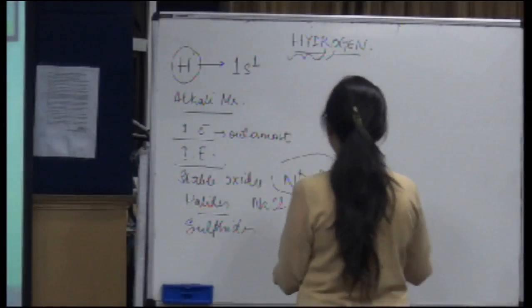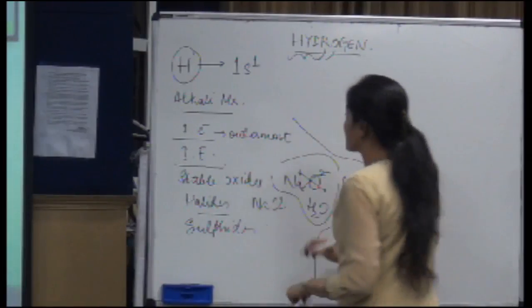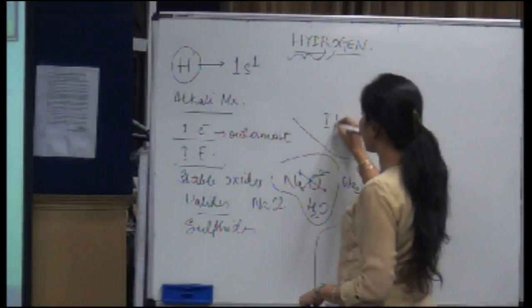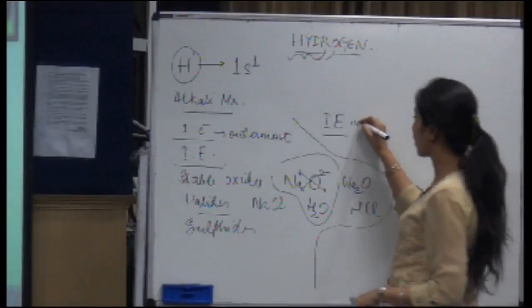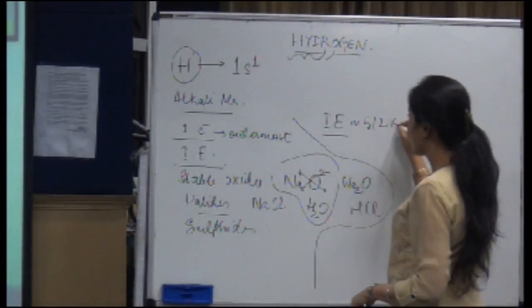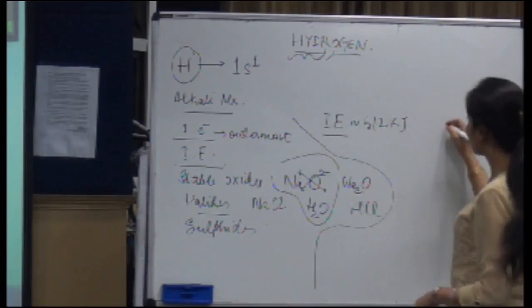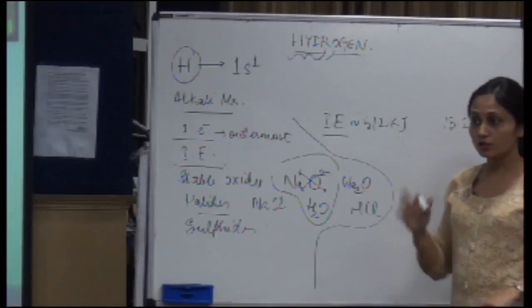Then if I talk about the differences from the alkali metals, one of the major differences is the value of the ionization energy. Say the ionization energy of alkali metals, to get a roundabout idea, is around 512 kilojoules, while the ionization energy for your hydrogen atom is around 1312 kilojoules, right? So there's a hell of a difference.